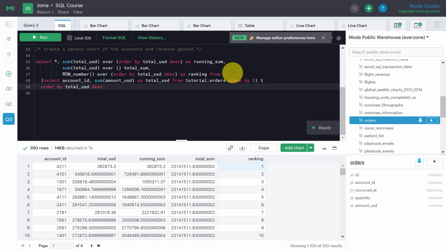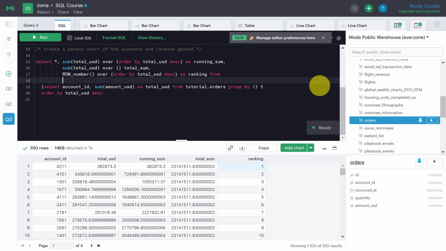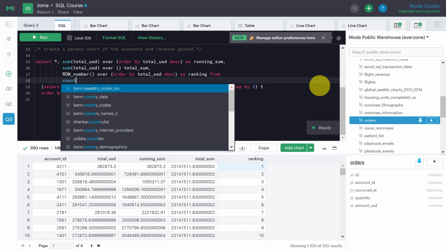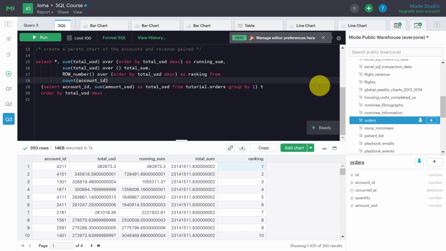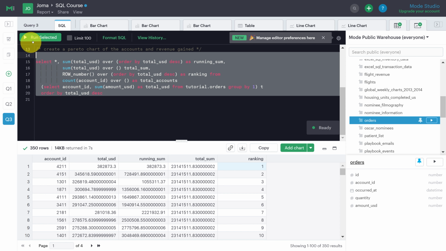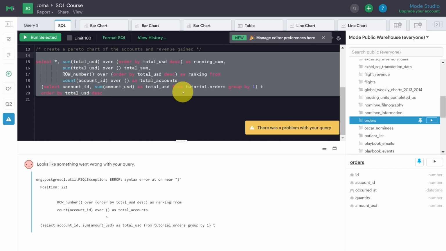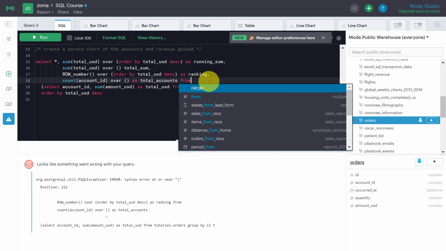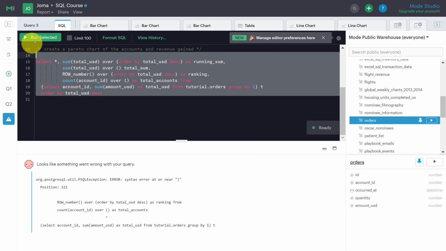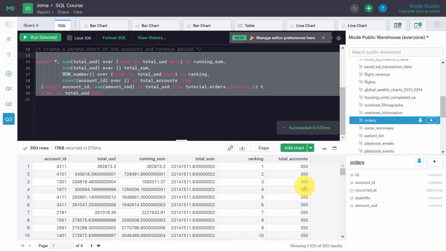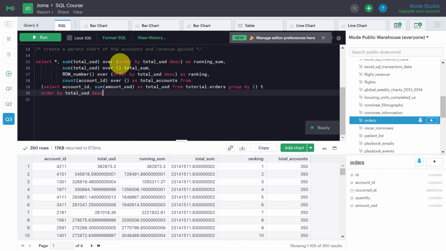And then we could do the same thing with ranking, actually. This time we could count, so we could count account ID over something like this as total accounts. Okay, let's run this. Oopsies. There you go. So now I have the total accounts on the right hand side of ranking, and I have the total sum on the right hand side of running sum.